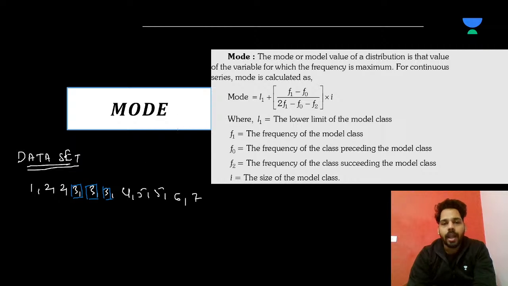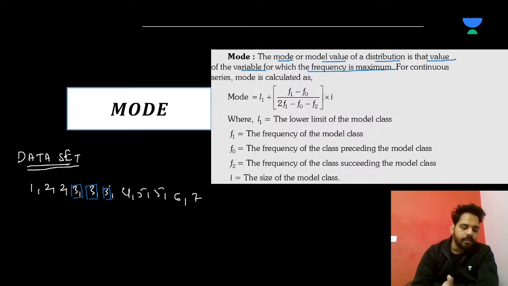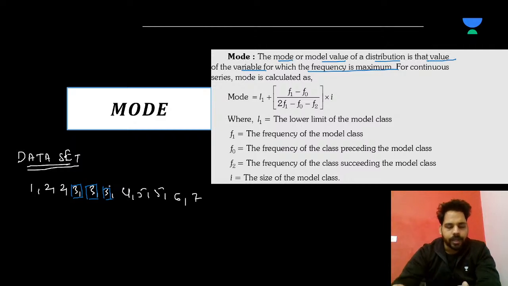But here we have the mode or modal value of a distribution when the data is given in tabular form, that means as grouped data. The mode or modal value of a distribution is that value of the variable for which the frequency is maximum. Whether it is tabular form or ungrouped data, in both the maximum frequency gives the modal value. But how do we calculate it when a tabular form is given to you?